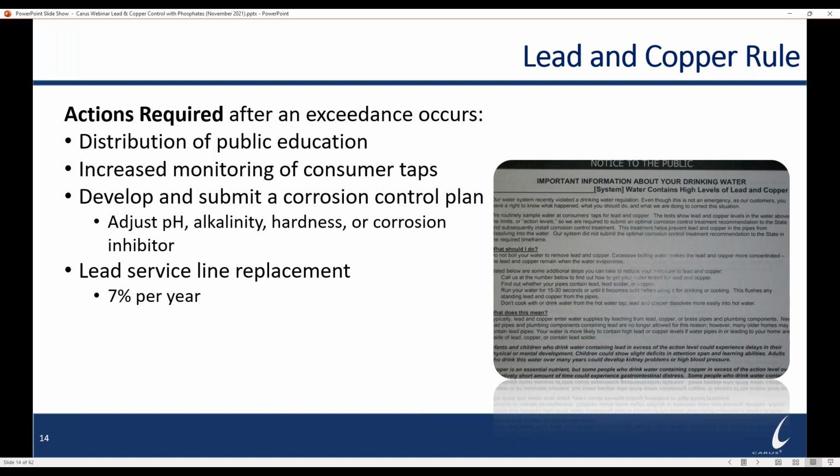Also, if you continue to be out of compliance, you could do lead service line replacement, and it was supposed to be a minimum of 7% per year, but there were options to test out of having to replace that many service lines each year.